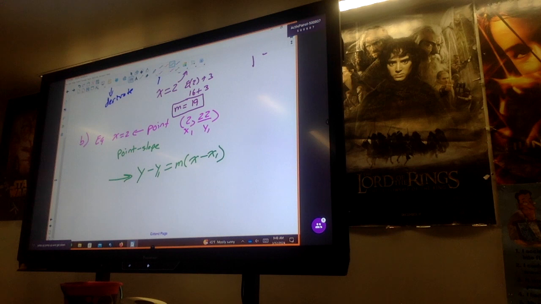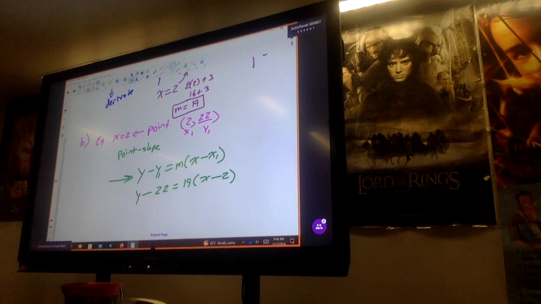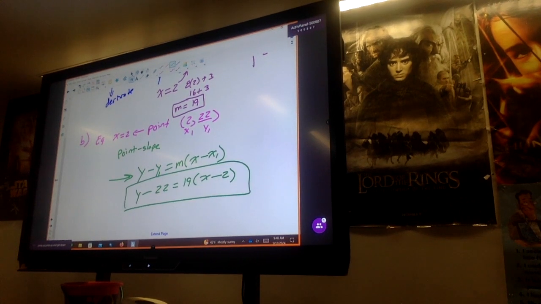Alright, so I'm going to plug in. I have y minus 22 equals slope 19, x minus 2. Okay, so this is the equation of the line that is tangent to our original function at 2. And there is a whole bunch of these that take place. Okay? I'm going to plug this into Desmos, and I'm going to zoom in and show you basically how it takes place. Ready?